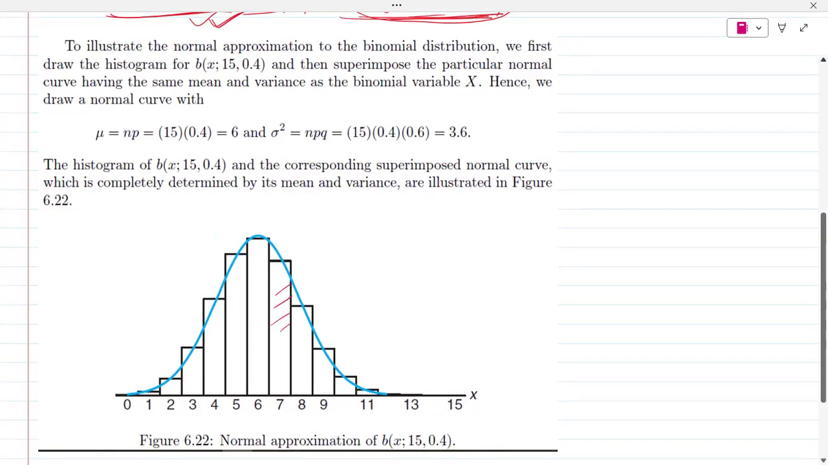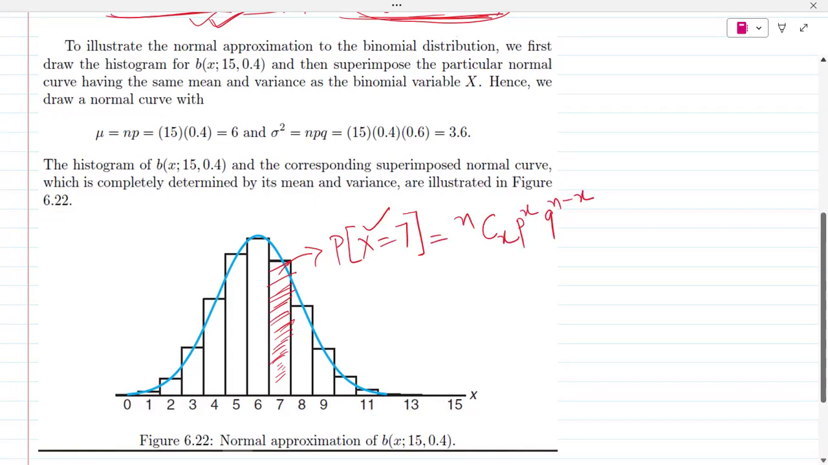And the area of any such histogram, I repeat, the total area of any such histogram, represents the probability under the binomial distribution. For example, if I talk about this one, this area is nothing but the probability that x, the binomial variate, takes the value 7. So this will be nCx p raised to power x and q raised to power n minus x.